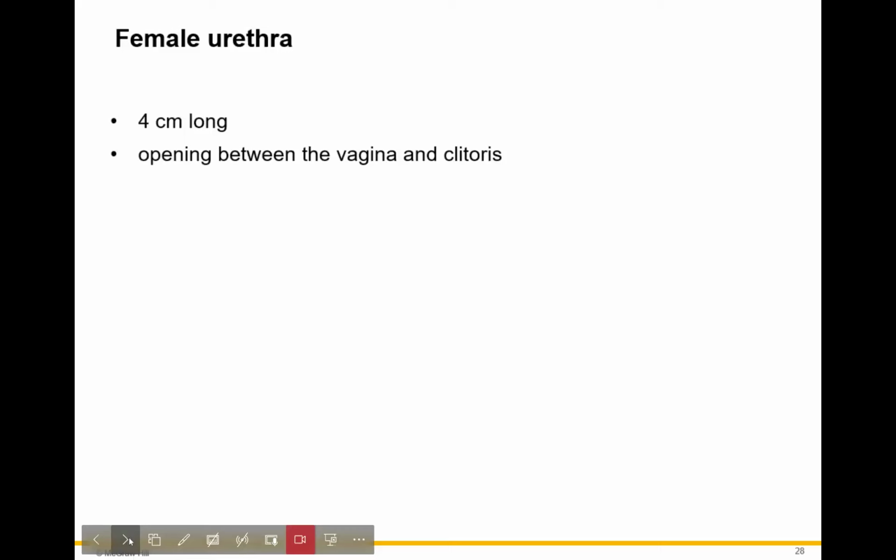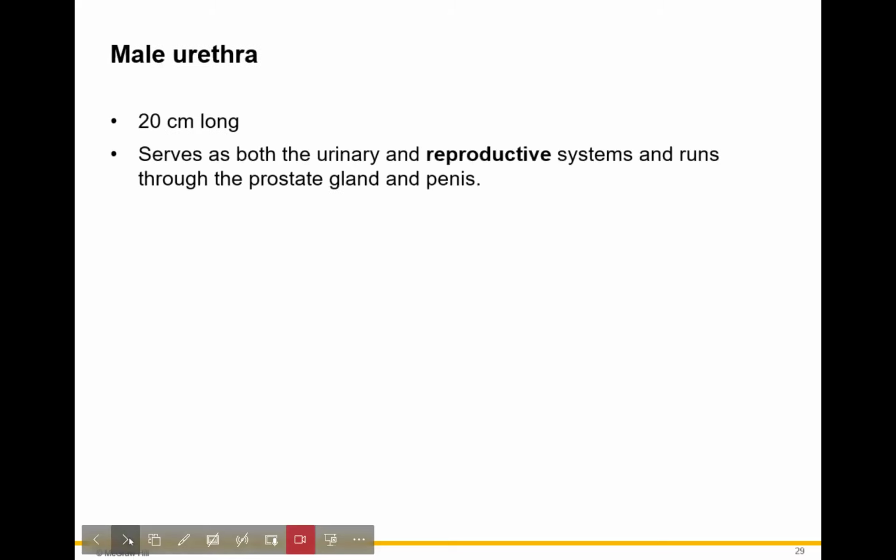So this is like one of the questions we had for lab homework, the difference between the male and female urethra. So the female urethra is much shorter. The opening is between the vagina and the clitoris. The male urethra being about 20 centimeters. And this serves as a pathway for the urinary as well as the reproductive system. And you can see the prostate gland surrounds the urethra at the base of the bladder, and then the urethra extends through the penis.